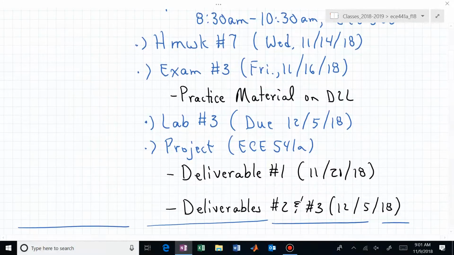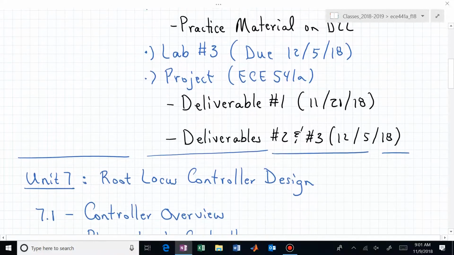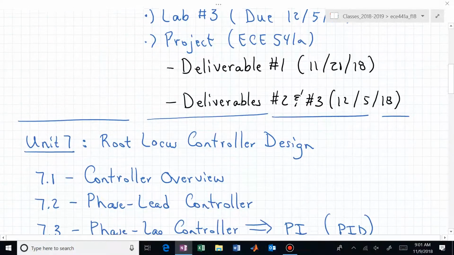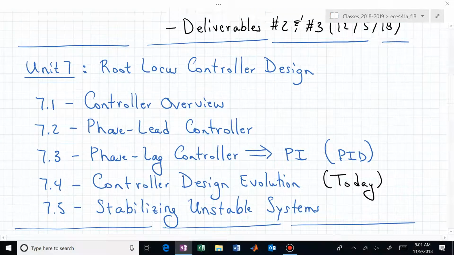Lab number 3, I hope it's clear that it's not due until the last day of class, which isn't that far away, but the material, the concepts, the techniques that you have to apply in lab number 3 will be a part of exam number 3, and that you will have to be able to perform in a week. And here are the dates and the deliverables associated with the project for those students in 541.